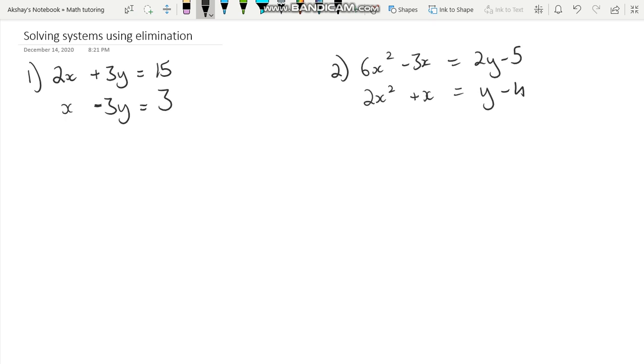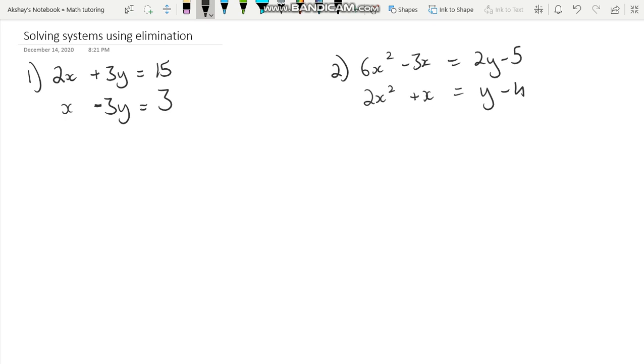All right, so essentially what elimination is, as the name suggests, we're trying to eliminate variables so we can find one of the variables. By eliminating x we can find y, or by eliminating y we can find x, which we can substitute back into either our first or second function and find our other variable.